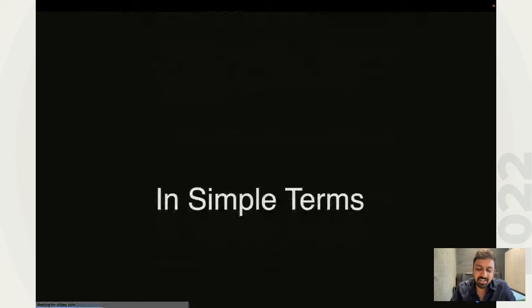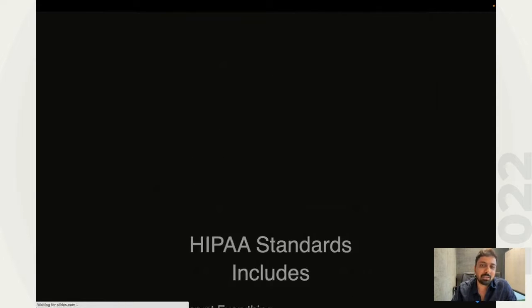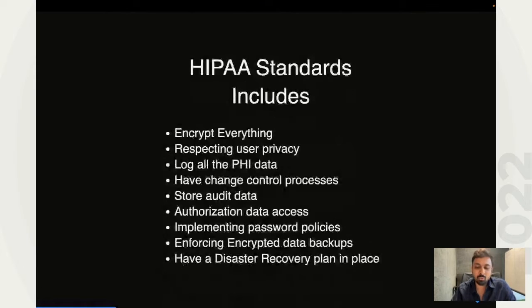Let me clarify what HIPAA actually means in simple terms. In HIPAA, what is included is the encryption of the data, end to end, everything should be encrypted. Then we should be respecting user privacy. It also lays down rules and regulations on how the logging of all the PHI data should be done. It helps you set up control processes across the industries. It lays down the guidance for storing audit data.